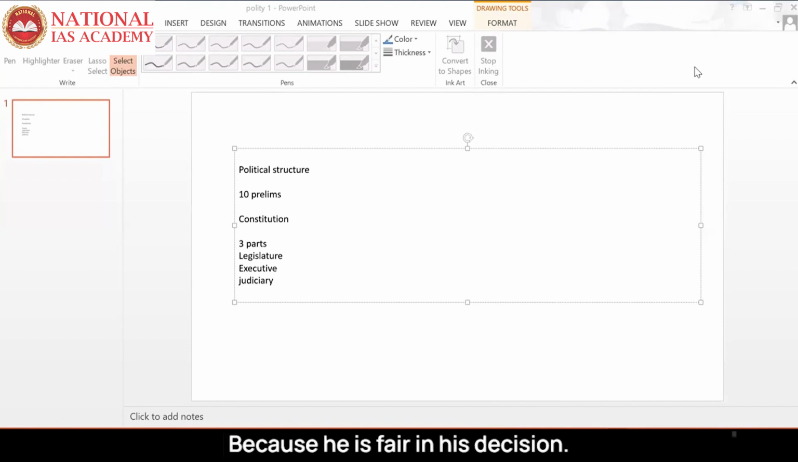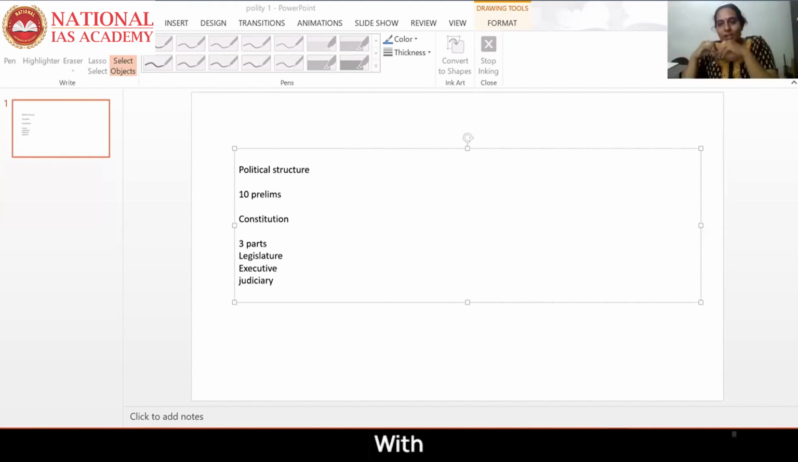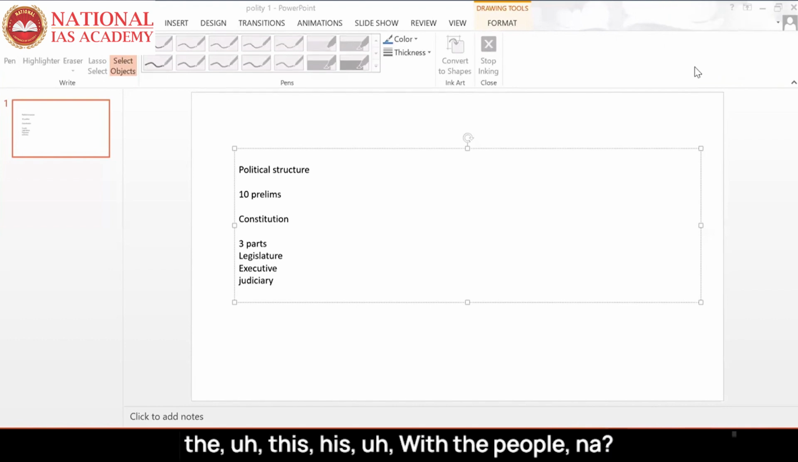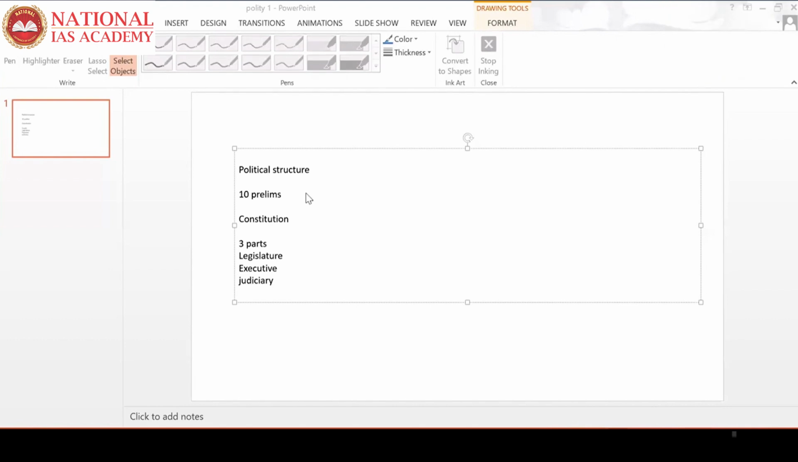Because he is fair in his decision. With whom did he share his decisions? With his Janta. With the people, ma'am. With the general people. Okay.